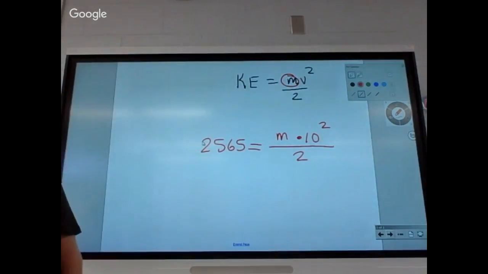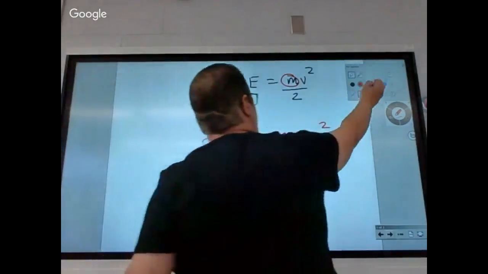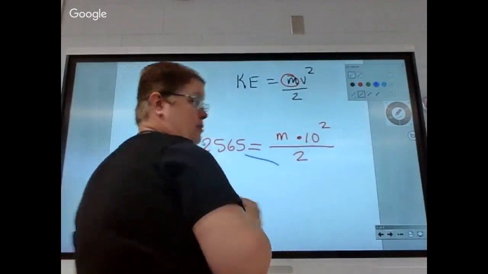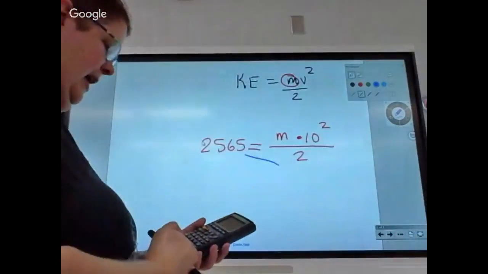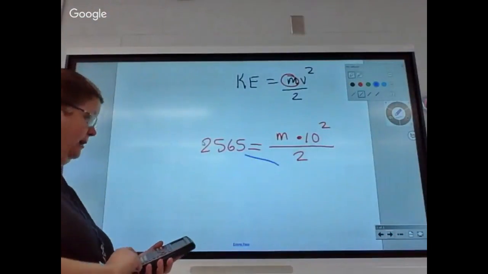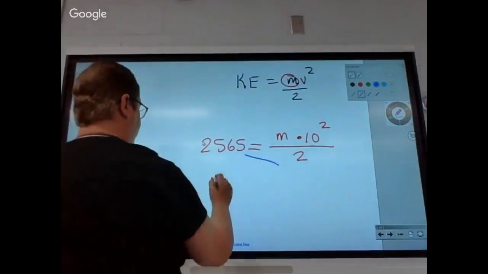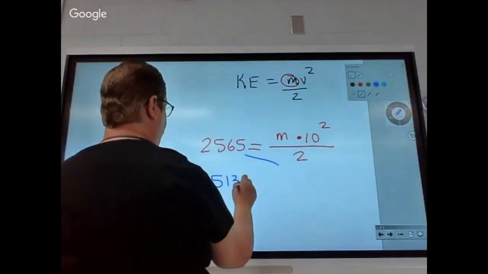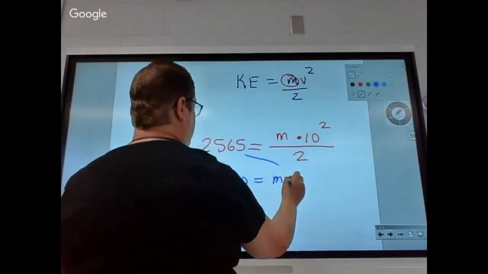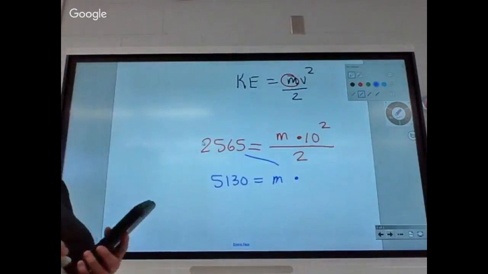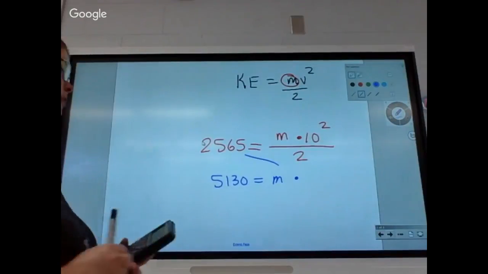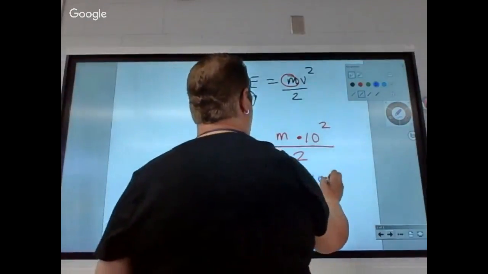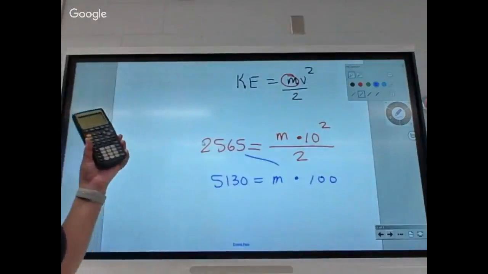All right. How do I solve? What do I do? Okay. So I'm going to cross multiply there. So if I take my calculator, 2,565 times 2, I get 5,130 equals m times, what do I do with that 10 squared? What's 10 squared? Okay, so I put 100. If I don't know that, how do I do it on my calculator?